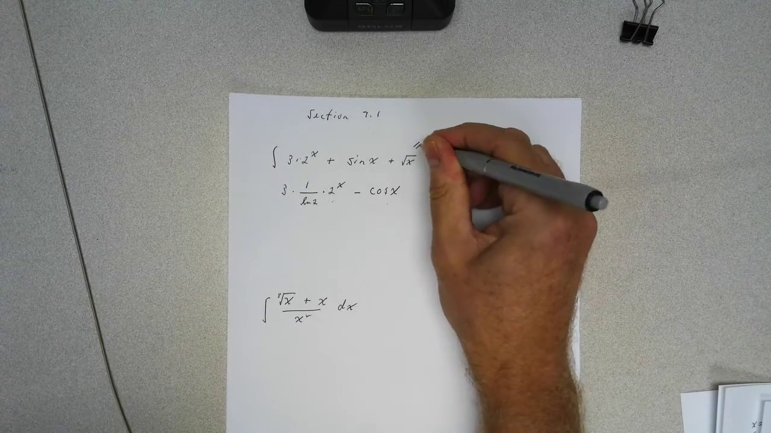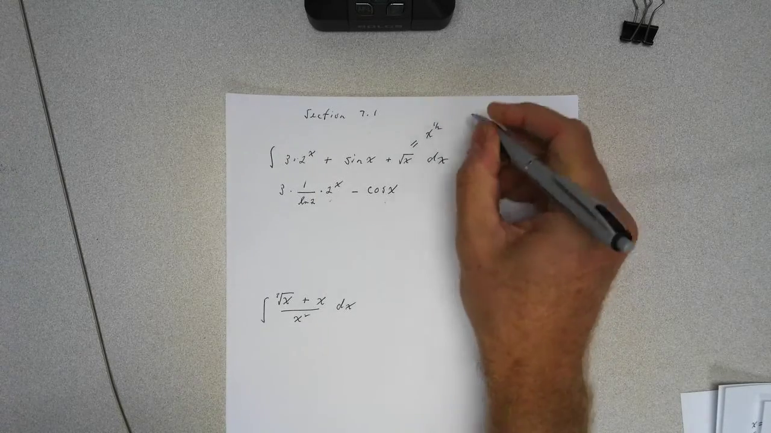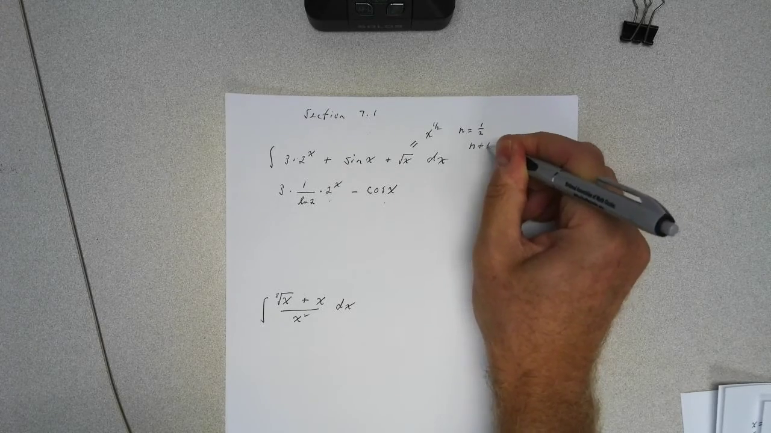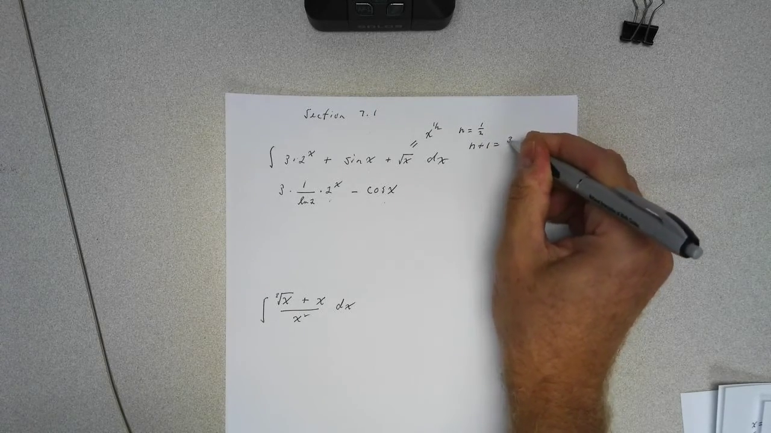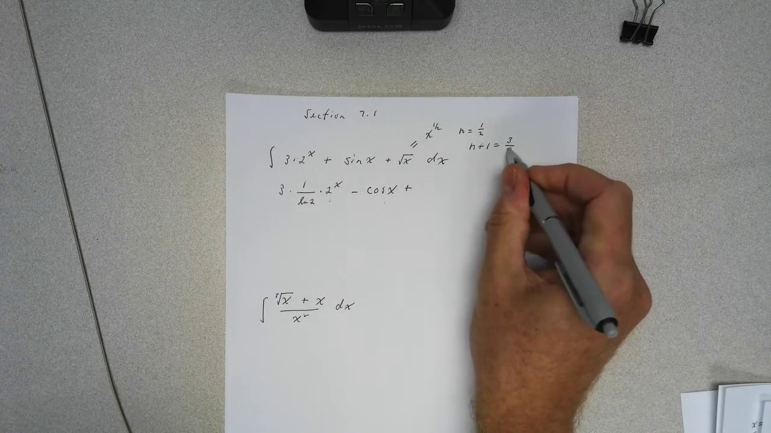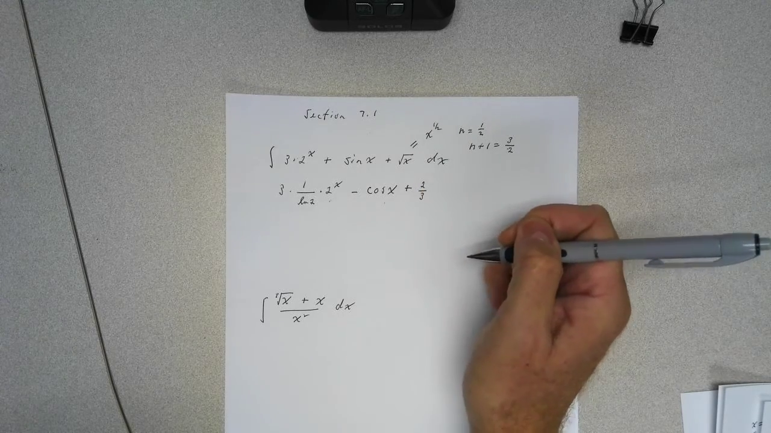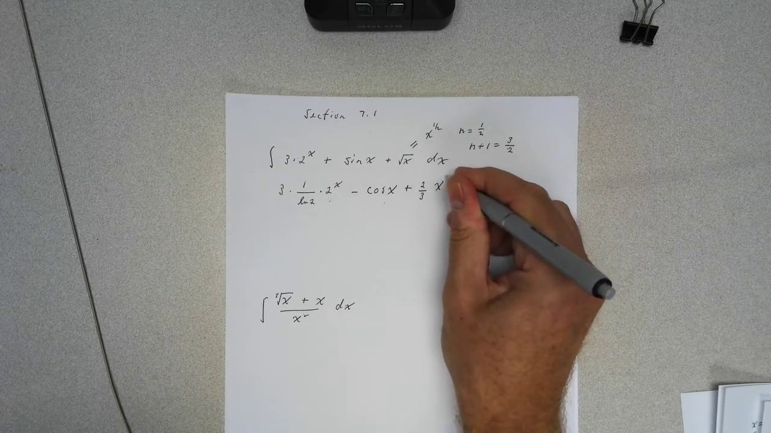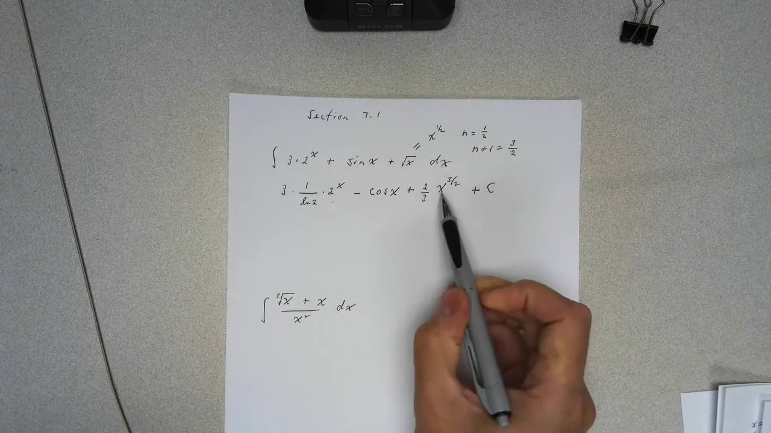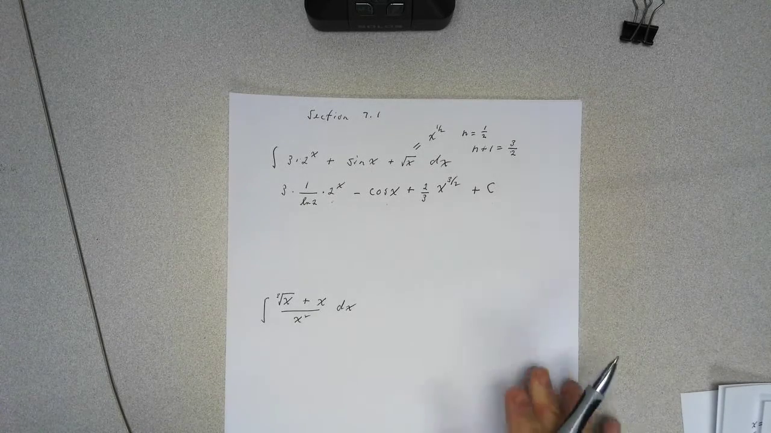And then x to the square root of x can be converted to a power, x to the 1/2. So using the power rule with n equals 1/2, or n plus 1 equals 3/2, the antiderivative would be 1 over n plus 1, which is the reciprocal of 3/2. That gives me 2/3 x to the 3/2 plus our arbitrary constant. Now we could, of course, check the answer by computing the derivative.